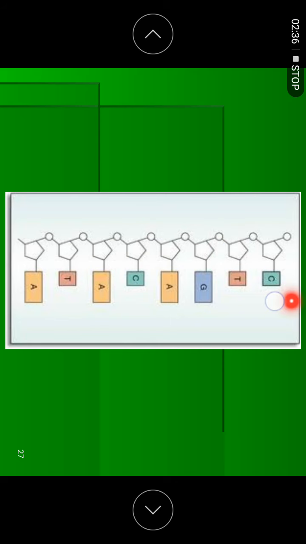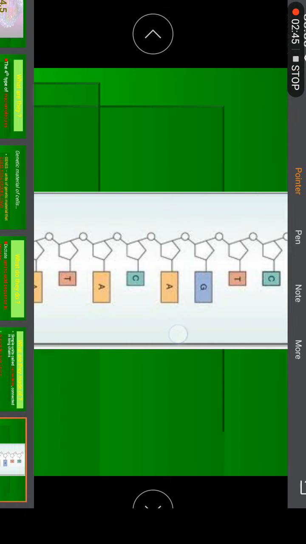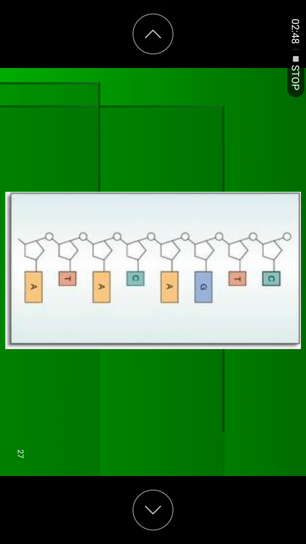Now the nitrogenous base, you have C, T, G, A, C, A, T, A. These are the bases, and this sequence determines what type of information is given.